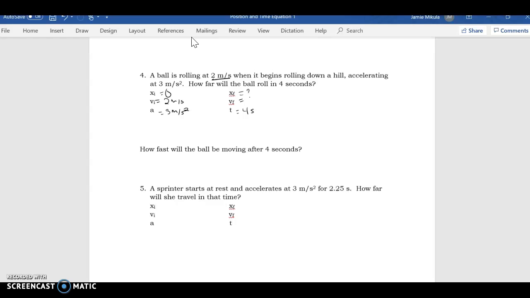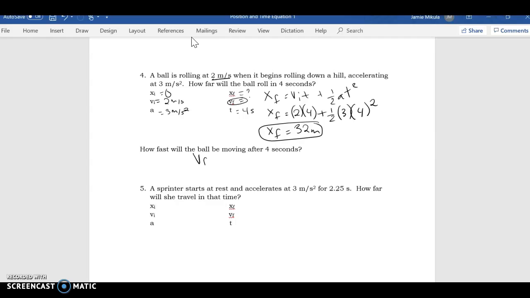And I'm going to use the VF part for how fast in a second. So XF equals VIT plus 1/2 AT squared. XF equals VI is 2, time is 4 plus 1/2, 3, 4 squared. Okay, so 2 times 4 plus 0.5 times 3 times 4 squared is 32. So XF equals 32 meters.